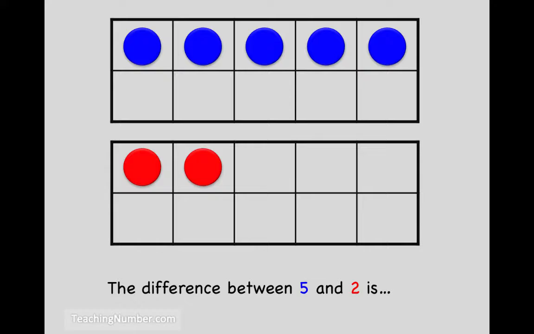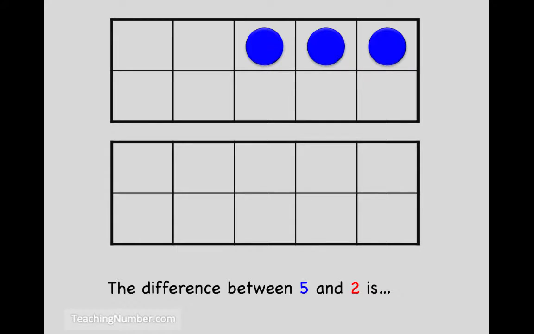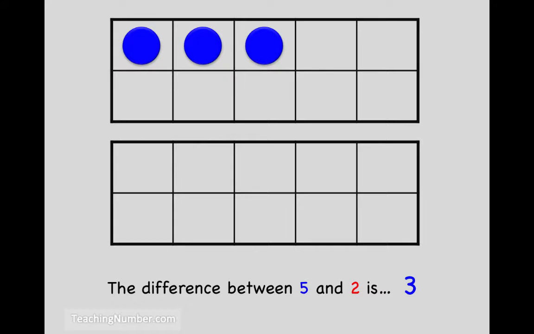In this example, we have 5 counters in the top 10 frame and 2 counters in the bottom 10 frame. We can see that the first 2 boxes are the same. They have counters in both 10 frames. But the next 3 boxes in the top 10 frame have counters, whereas those boxes in the bottom 10 frame do not have counters, so that is different. Let's remove the counters that are the same, and we can see that the difference between 5 and 2 is 3.